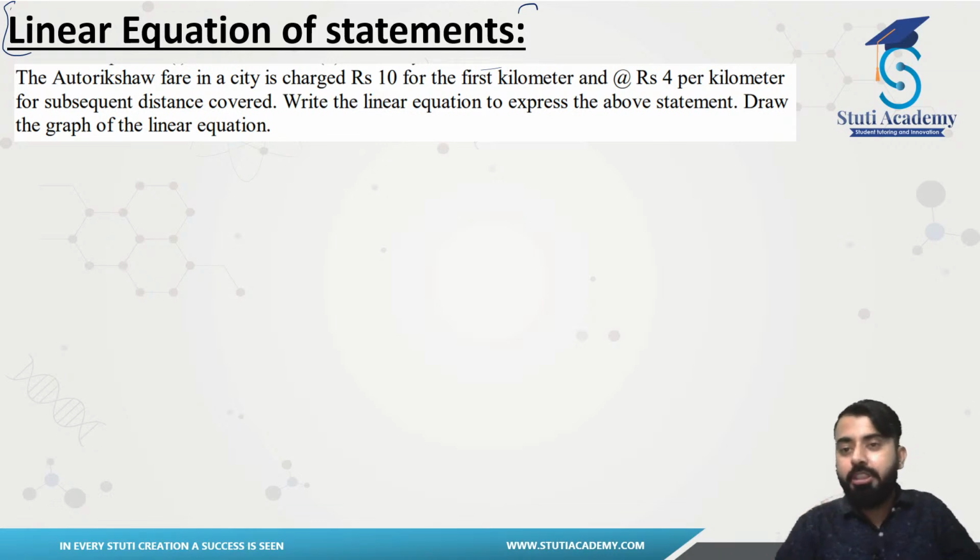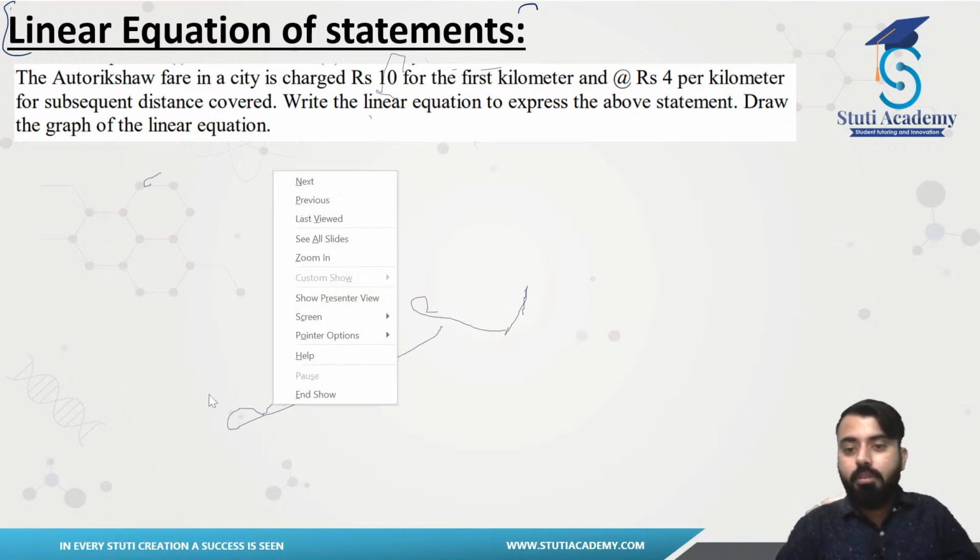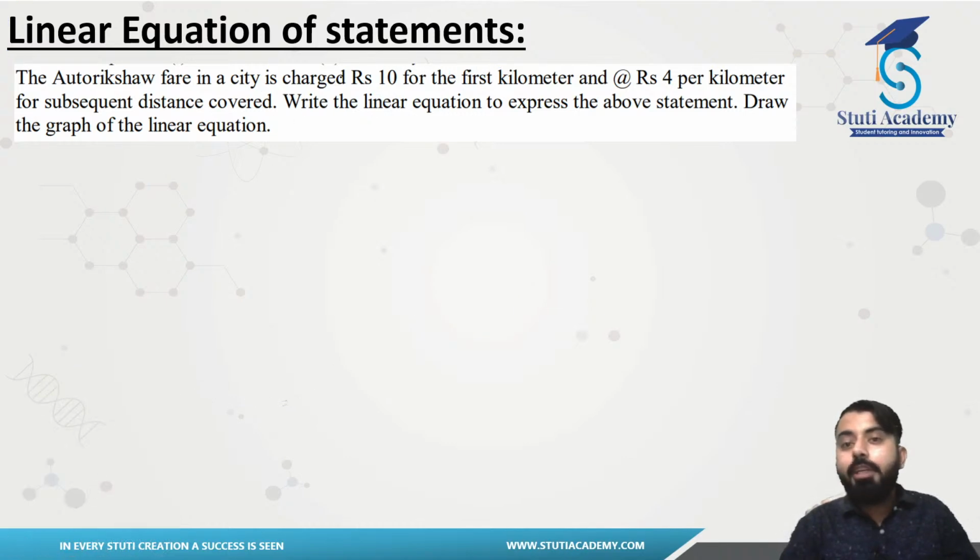So you see this question: the auto rickshaw fare in a city is charged 10 rupees for the first kilometer and 4 rupees per kilometer for the subsequent distance covered. Write the linear equation for the above statement. There is a rickshaw driver charging 10 rupees for the first kilometer. Wherever you go, for every first kilometer that you have traveled, he is going to take 10 rupees, and 4 per kilometer later on.